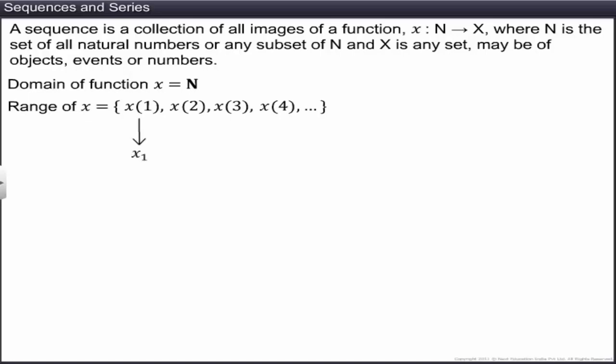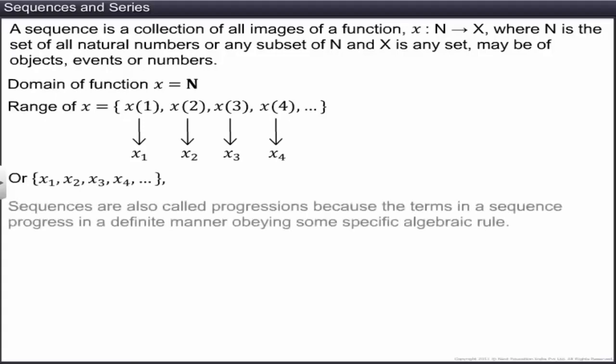Similarly, the image of 2 under x in notational form is written as x with subscript 2. And likewise, we denote the sequence as shown, where the subscripts denote the position of the terms in a sequence. Sequences are also called progressions because the terms in a sequence progress in a definite manner, obeying some specific algebraic rule.